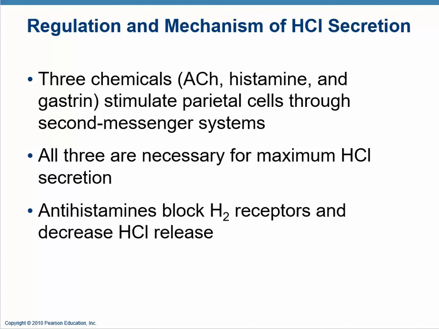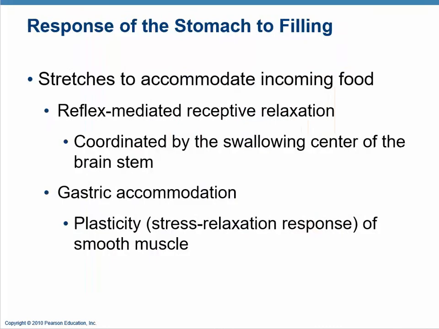So I'm not going to worry too much about how much hydrochloric acid is secreted, but basically acetylcholine and histamine are two of the big ones, gastrin as well, which is a hormone, to stimulate the parietal cells. They make the hydrochloric acid. And we don't really care about that.